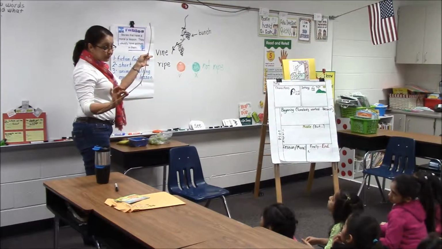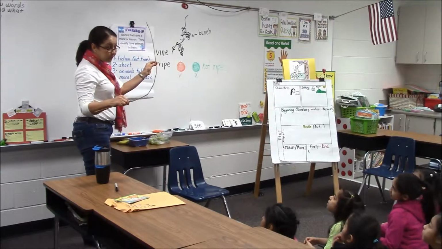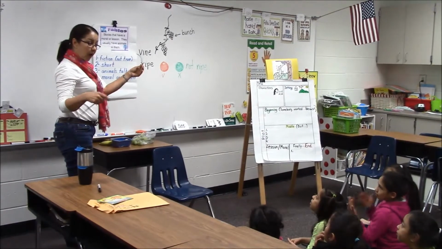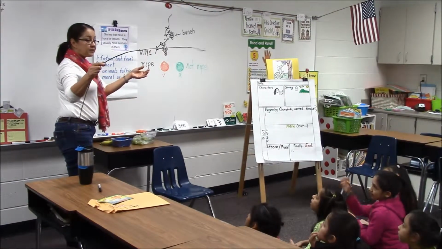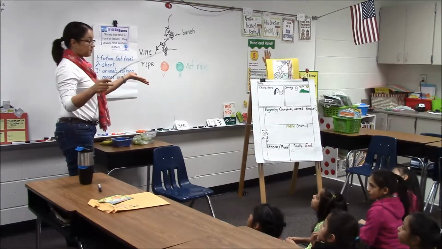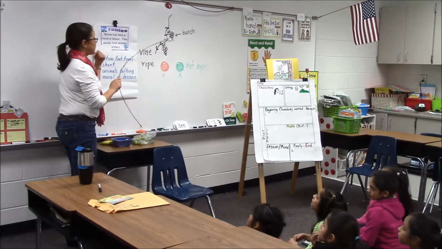Because they all fall out. Why? Because you took them off. No, because they grow bigger, and when they grow bigger, they get heavier and fall. It's also winter outside. They lose their leaves, and grapes don't grow in the winter. They grow in the summer.